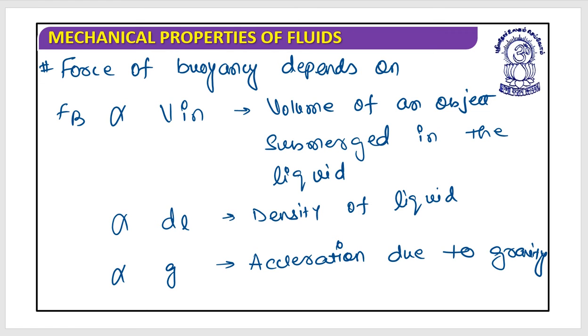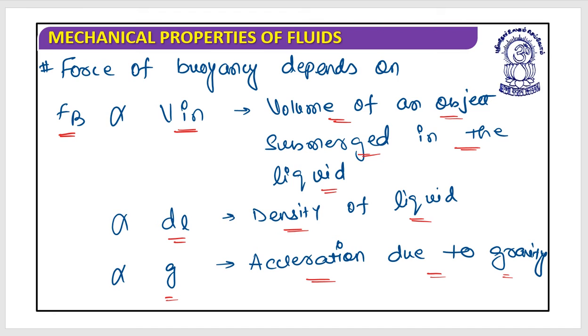So basically, this force of buoyancy depends on these three parameters. It depends on the V in, which is the volume of an object that is submerged in the liquid. It depends on the density of liquid, and it depends on the g, which is acceleration due to gravity. So basically it depends on these three parameters.